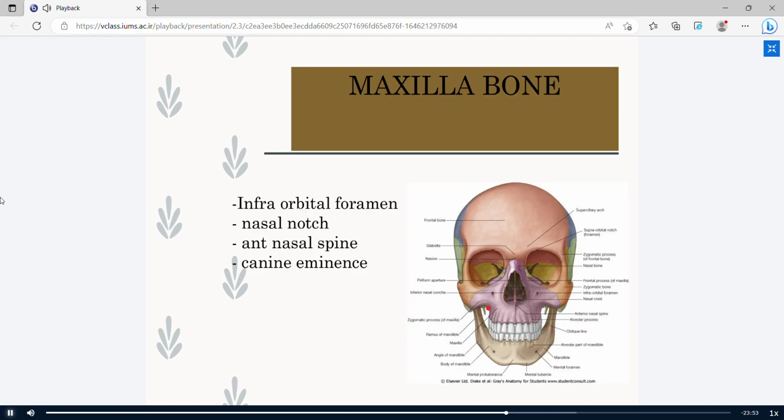So the maxillary bone contains four surfaces: anterior surface, superior surface, posterior, and medial surface. The superior surface of maxillary bone forms the floor of orbital cavity and is separated from the sphenoid bone by a fissure. The name of the fissure is infraorbital fissure.